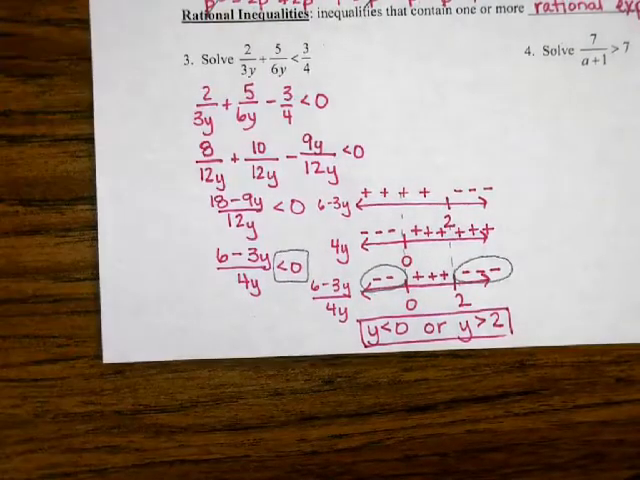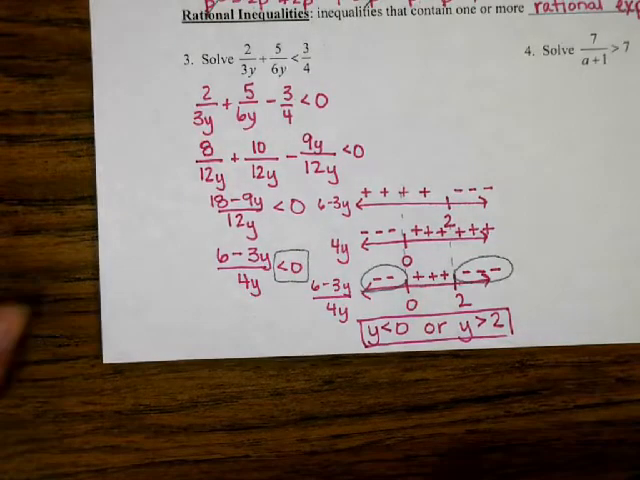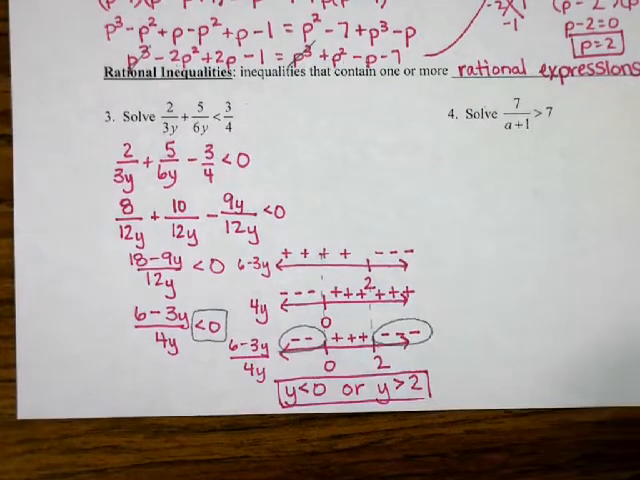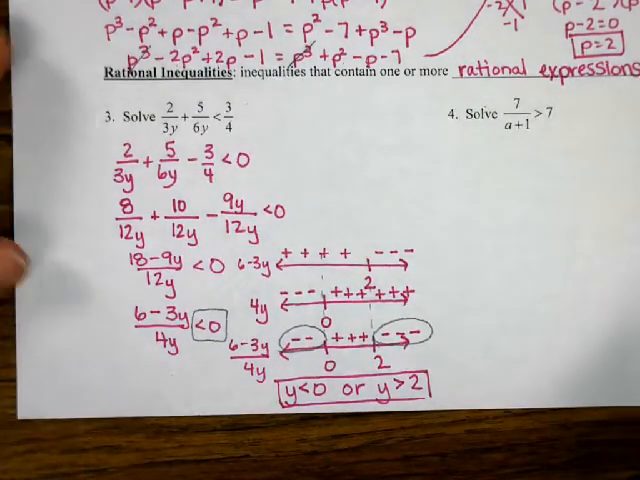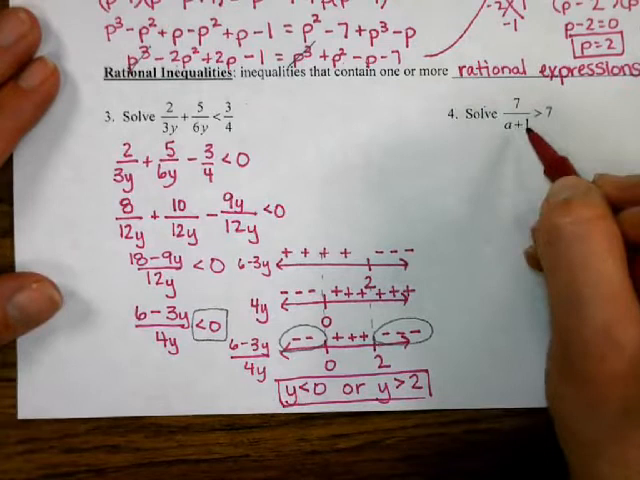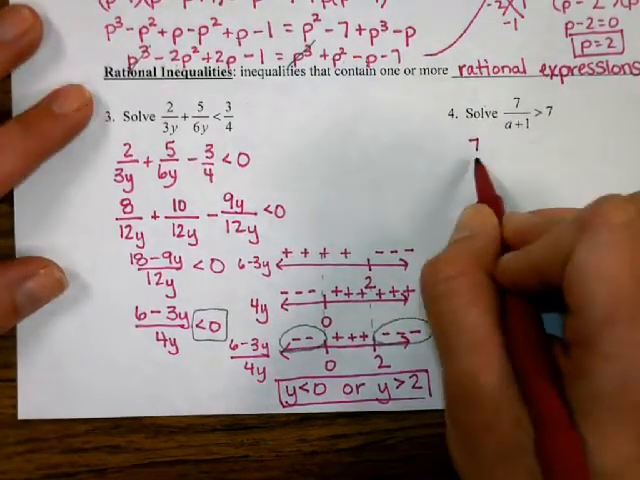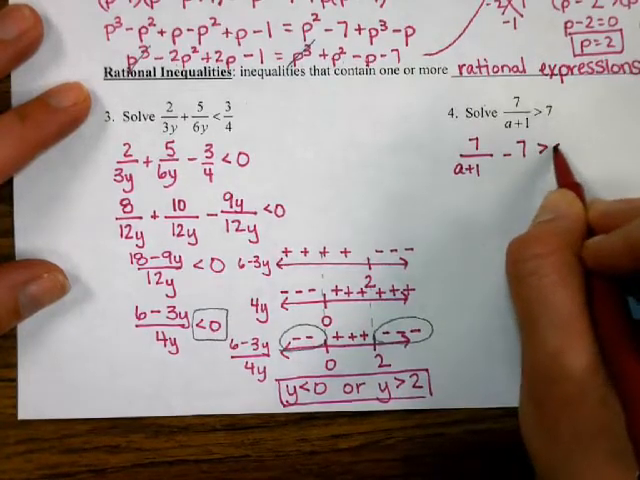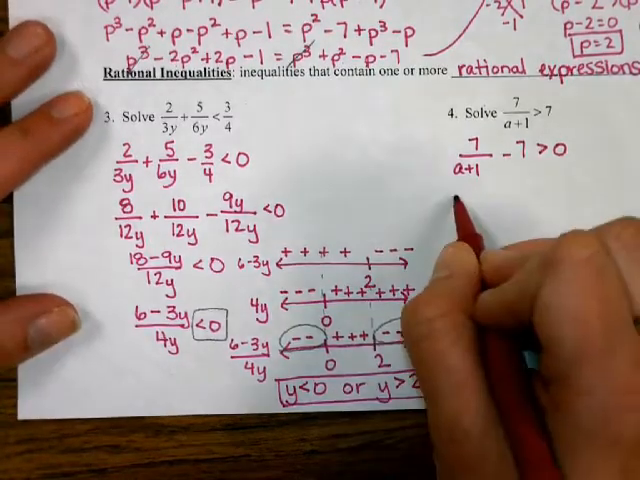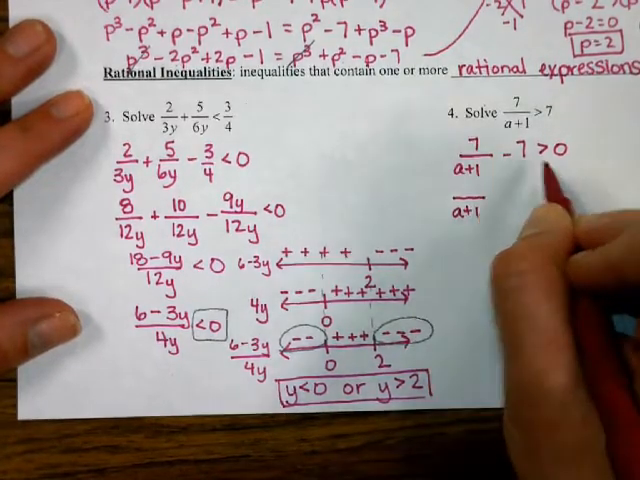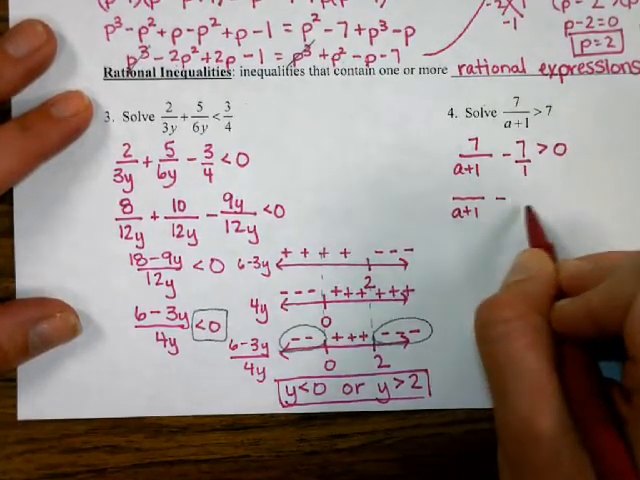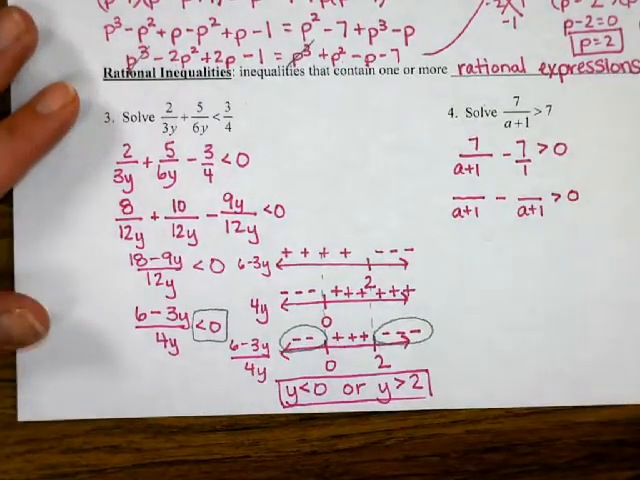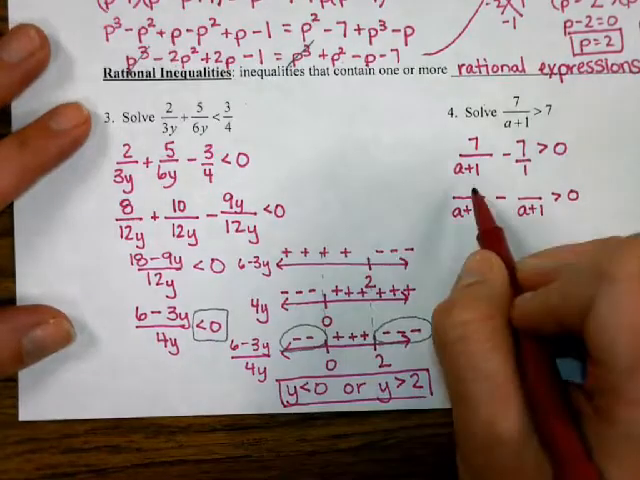Okay, let's try one more. So the trick to these is to keep the denominator, which is a little bit different. So I'm going to move the 7 over, and I'm going to make it greater than 0. So I have 7 over a plus 1 minus 7 is greater than 0. All right, now I need my common denominator. Common denominator is a plus 1, so that one didn't change. So this one is 7 times a plus 1.